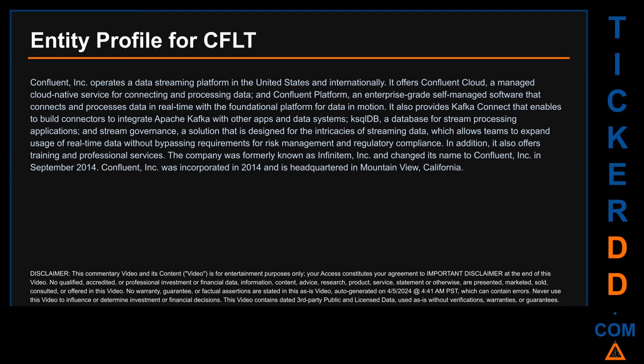And Stream Governance, a solution that is designed for the intricacies of streaming data, which allows teams to expand usage of real-time data without bypassing requirements for risk management and regulatory compliance. In addition, it also offers training and professional services. The company was formerly known as Infinitem, Inc. and changed its name to Confluent, Inc. in September 2014. Confluent, Inc. was incorporated in 2014 and is headquartered in Mountain View, California.